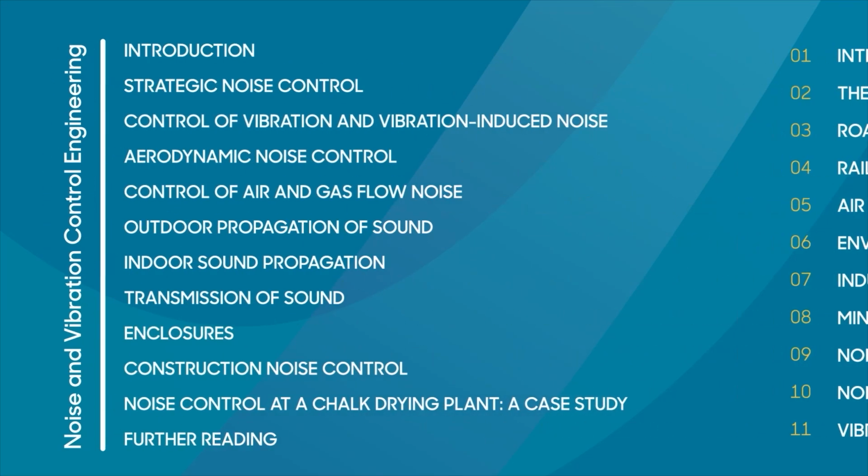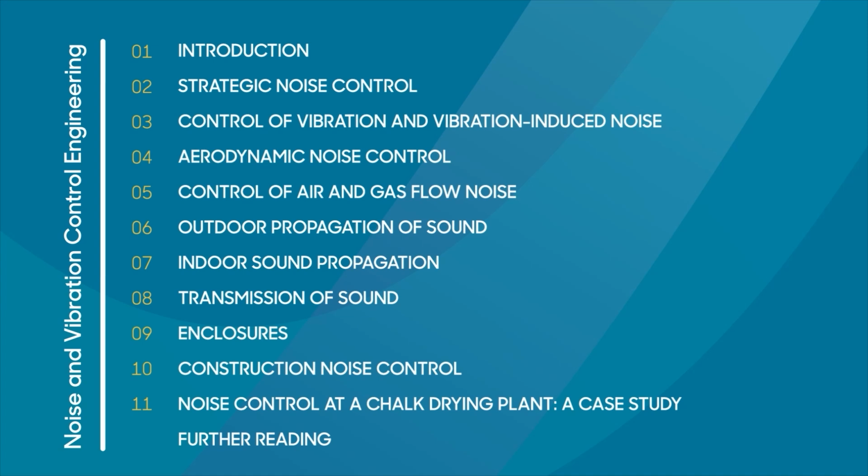The specialist module on noise and vibration control engineering also has 11 sections. These cover noise control methodology and strategy, noise related to building services, outdoor and indoor sound propagation, and common methods of machine noise control, including enclosures. These are followed by a list of further reading.